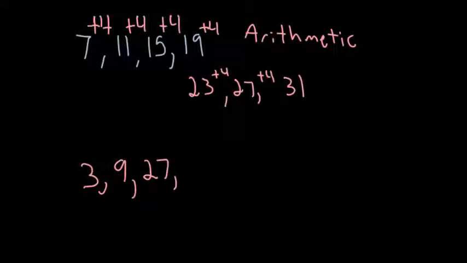Alright, so our next sequence there, we have 3, 9, and 27. To get from 3 to 9, I would add 6. To get from 9 to 27, I would add 18. Well, I'm not adding by a constant, so it can't be arithmetic. So let's look at multiplying. 3 times 3 is 9, and then 9 times 3 is 27. So this is geometric, because I'm multiplying by 3.